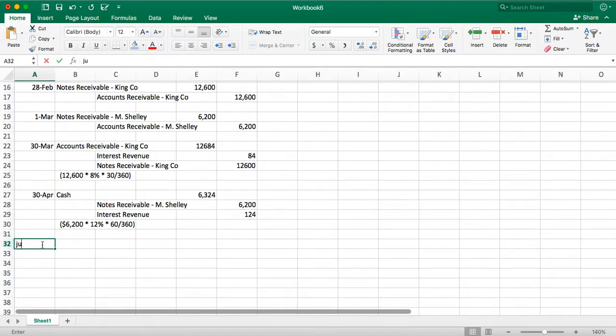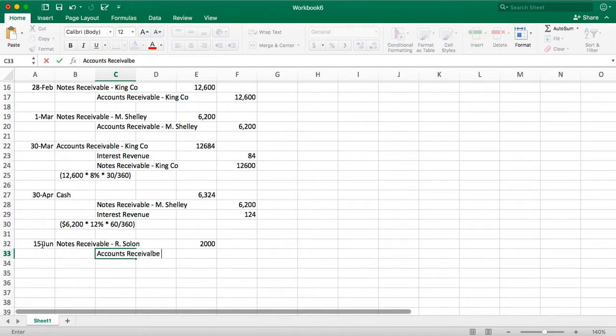Okay, on June 15th, we accepted a $2,000 8% note dated this day and granting a time extension on an accounts receivable of Ryder Solon. I don't know how you say that. And so we have notes receivable, and that is $2,000. And we're moving that out of accounts receivable. So we decrease that amount for that customer.